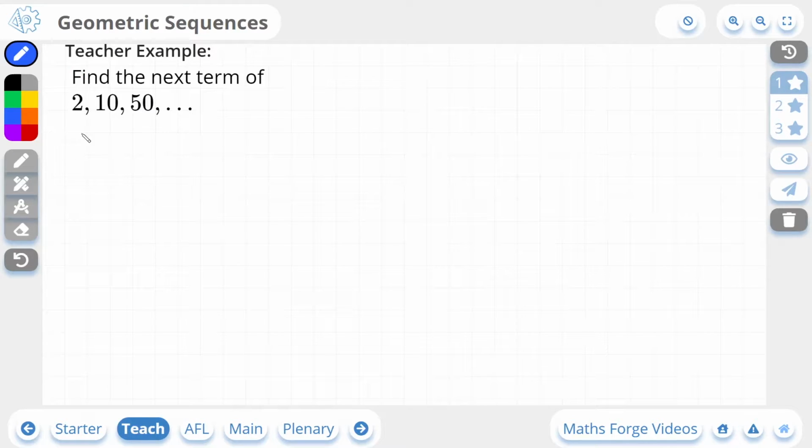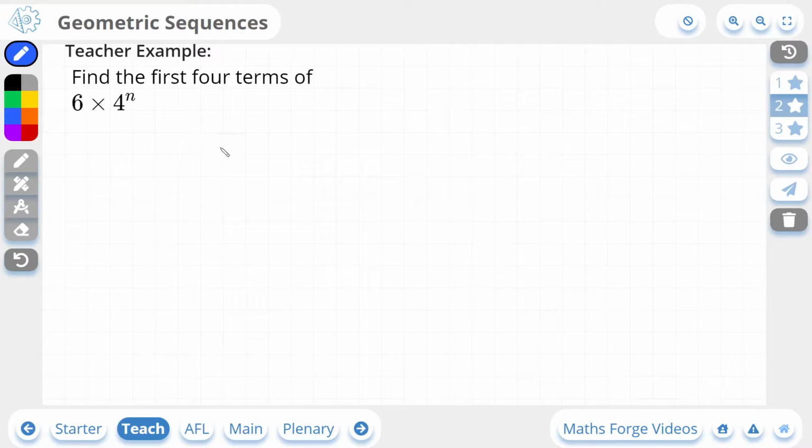We'll do another 1-star example. Here we can see that from 2 to 10, it's increasing. And since it's a geometric sequence, it's going to be increasing by times 5. And from 10 to 50, again, this is times 5. So the next term in this sequence, we can get to it by multiplying the previous term by 5. 50 times 5 gives us 250. And if we check our answer, there it is.